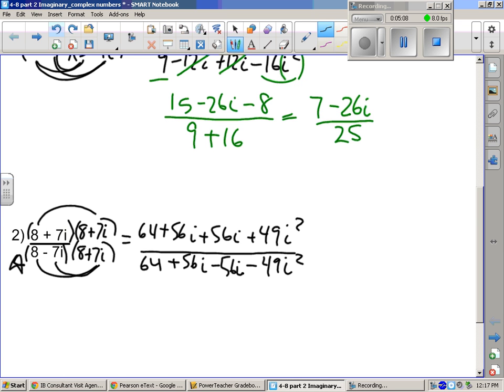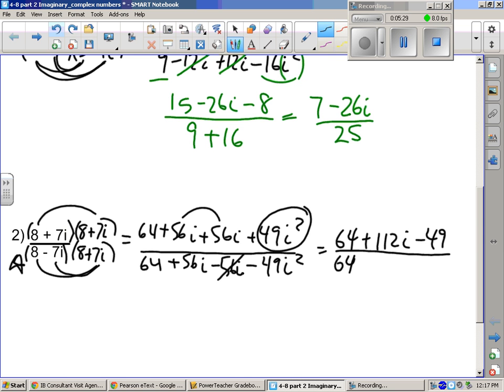All right, simplifying. On the top, 64. These two together make 112i. These two, again, i squared is negative 1, times 49, negative 49. On the bottom here, another 64. If we did it right, all the i's should go away. Those two do. And then what does this become? Well, i squared is negative 1, so we're multiplying by negative 49, so it's plus 49.